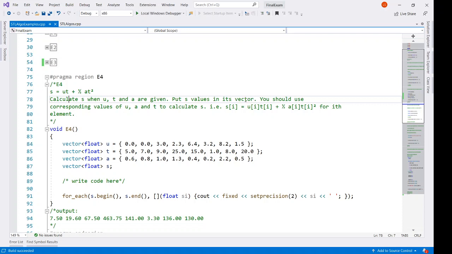Put s values in its vector. So we want to fill up these s values in the vector. So you should use the corresponding values of u, a, and t to calculate. That is, si will be ui ti plus half ai ti square, right? So for the ith element. So basically we have been given these three values, and we want to apply s is equal to ut plus half at square, and the result should be stored here, right? So that is the requirement. So the output should look like the s vector, for the corresponding u, t, and a values.